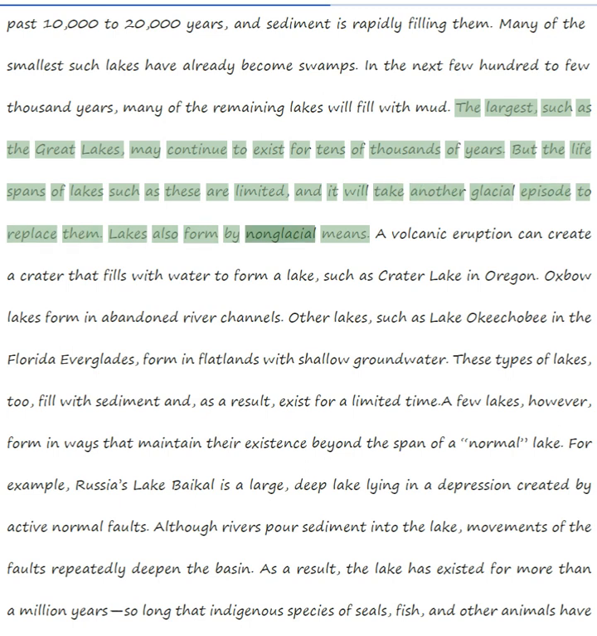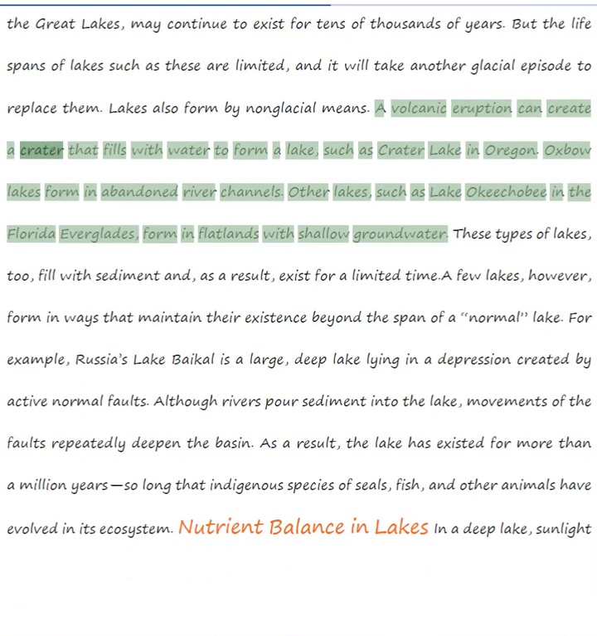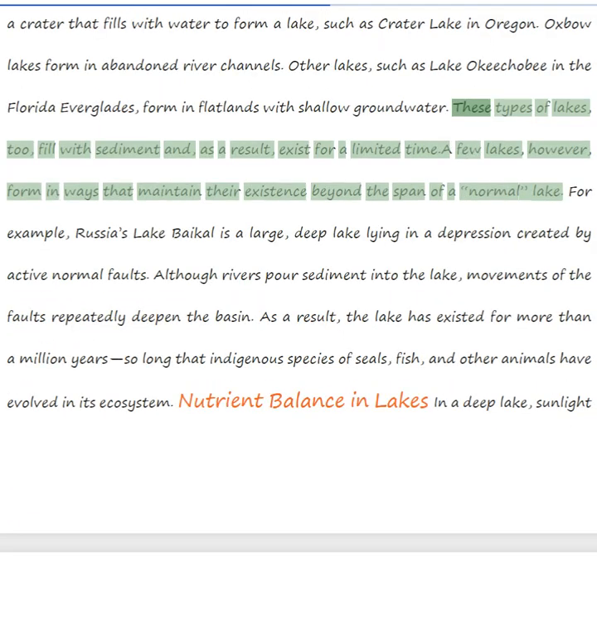Lakes also form by non-glacial means. A volcanic eruption can create a crater that fills with water to form a lake, such as Crater Lake in Oregon. Oxbow lakes form in abandoned river channels. Other lakes, such as Lake Okeechobee in the Florida Everglades, form in flatlands with shallow groundwater. These types of lakes, too, fill with sediment and, as a result, exist for a limited time.